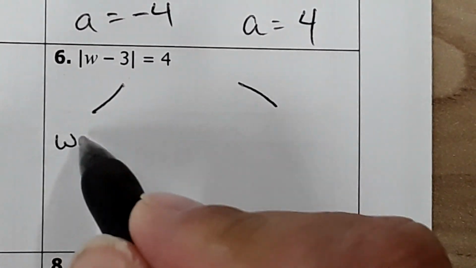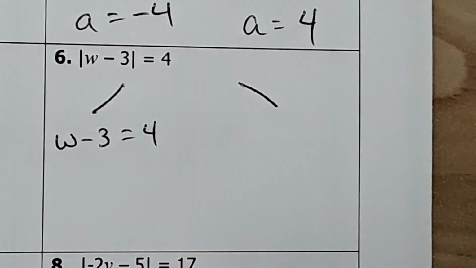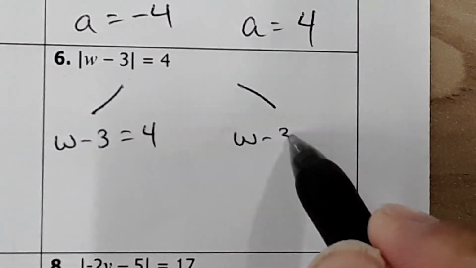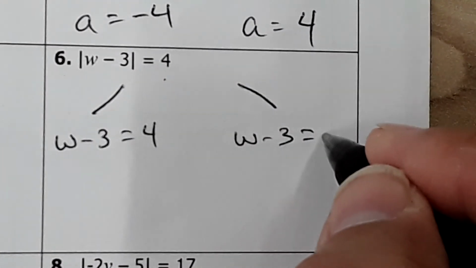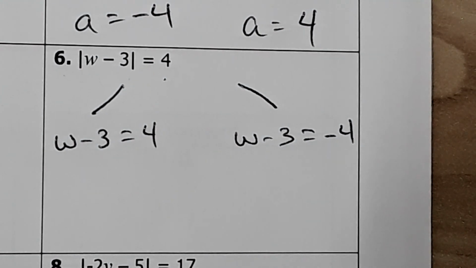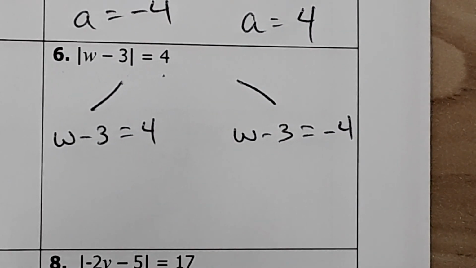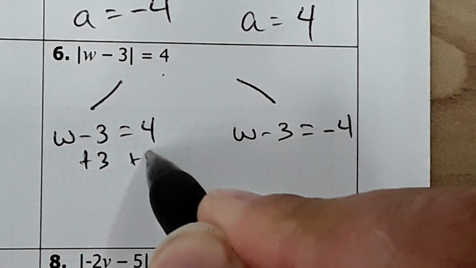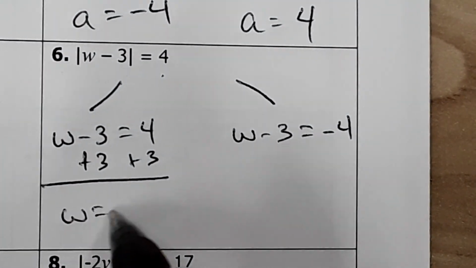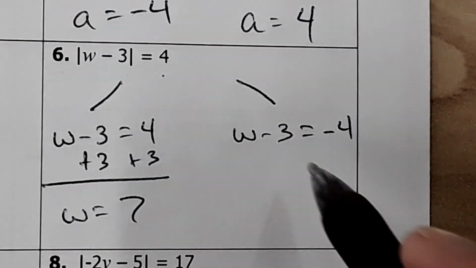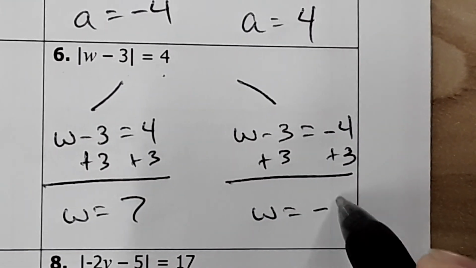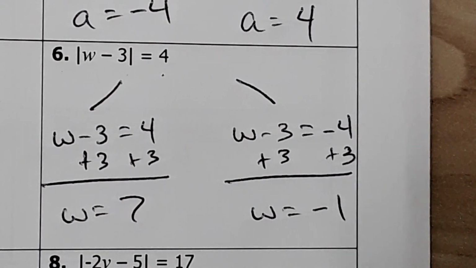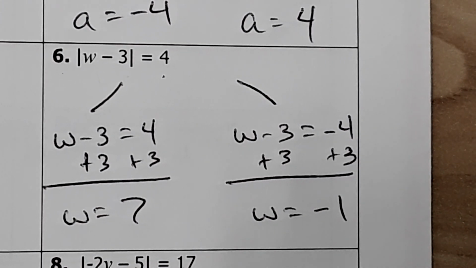The first way, I'm just going to drop the bars and work it just like it looks. The second way, I'm going to drop the bars and I'm going to make this number on the other side negative. Okay, so when I solve these two, these are going to be my two solutions. I'm going to add 3, so I get W equals 7. Over here, though, when I add 3, I get W equals negative 1. So these are my two solutions now.